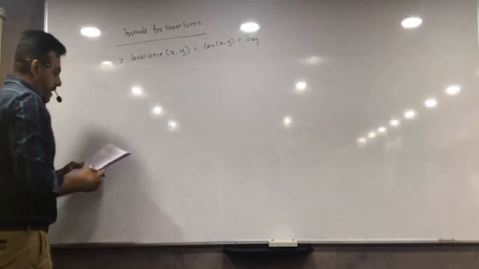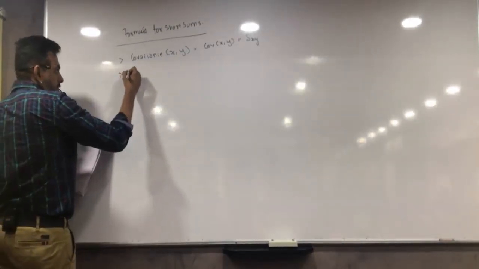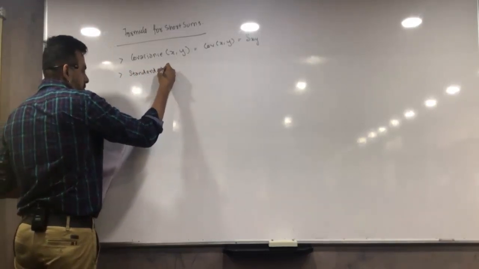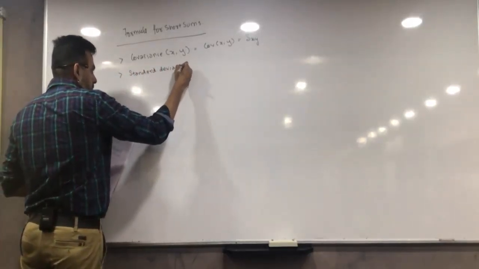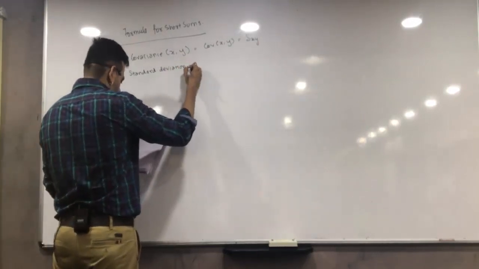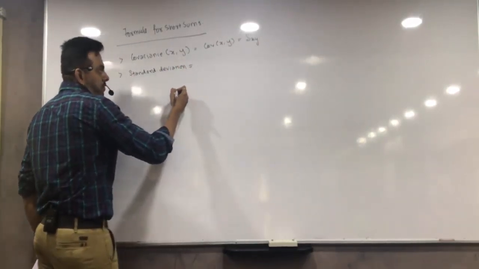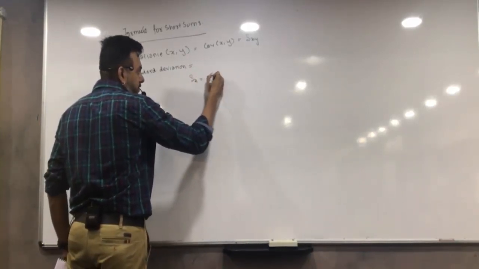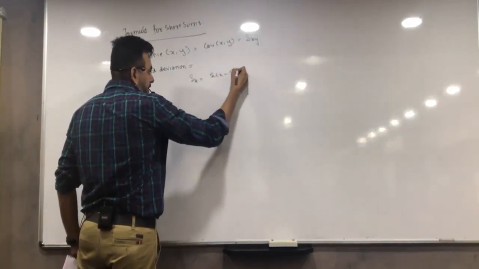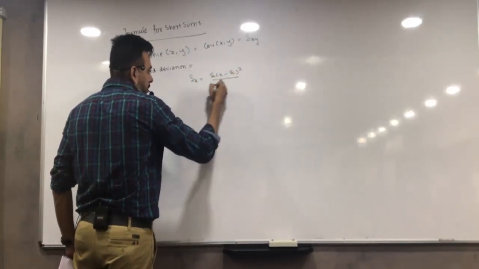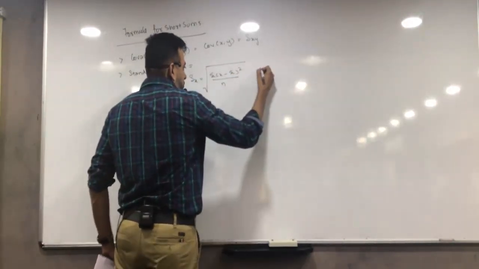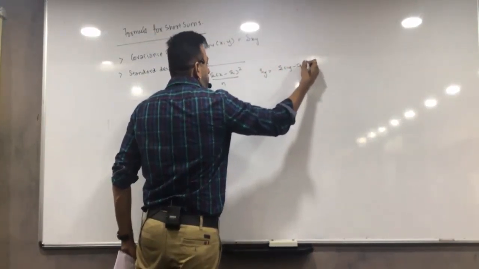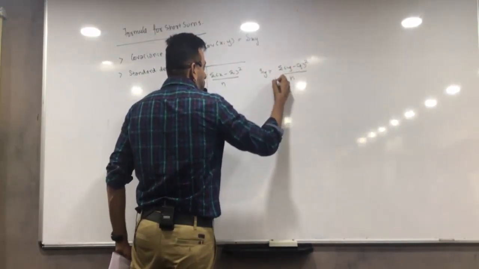This is covariance, and then we'll be using standard deviation over here. Standard deviation of x is equal to the square root of sigma x minus x bar the whole square upon n. Standard deviation of y is the square root of sigma y minus y bar the whole square upon n.